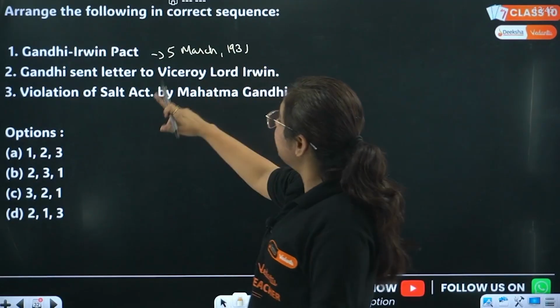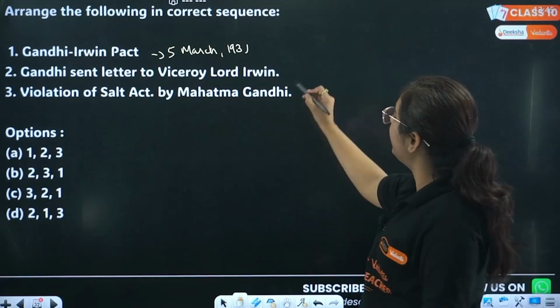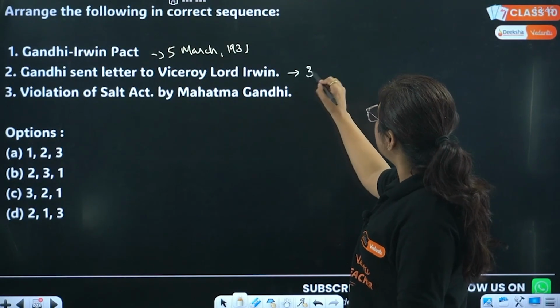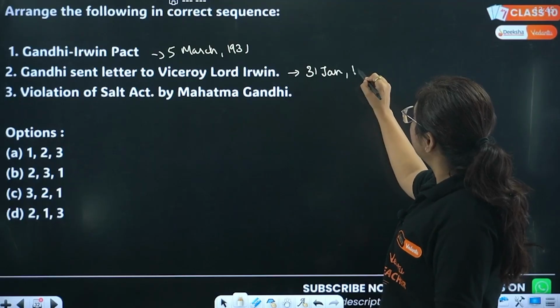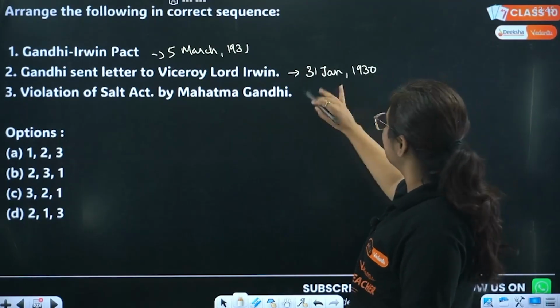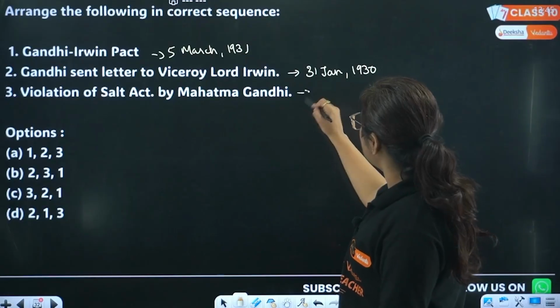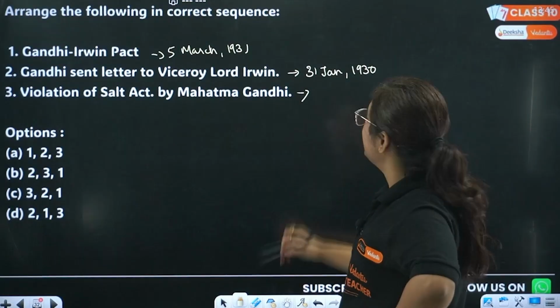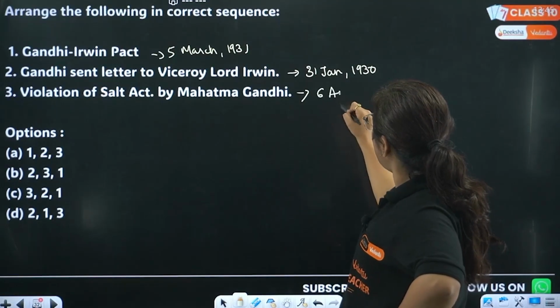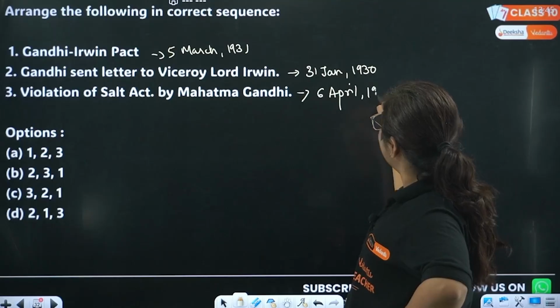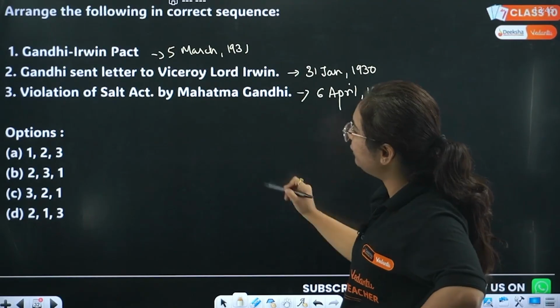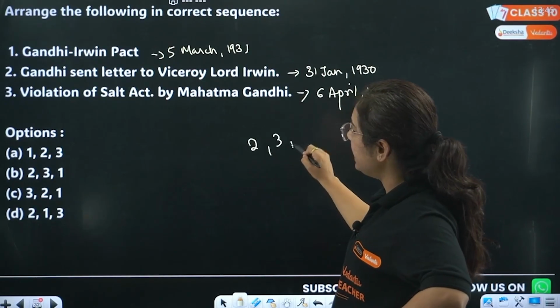1931. Gandhiji sent a letter to Lord Irwin. It is 31st of January 1930. Okay? He sent the letter, however, it was not accepted. Violation of the salt law by Mahatma Gandhi. So this was on 6th of April, again 1930. So what is the event first? It is 2, 3 and 1.